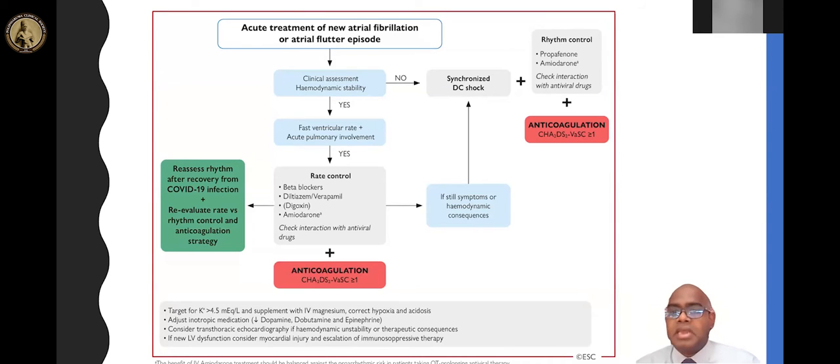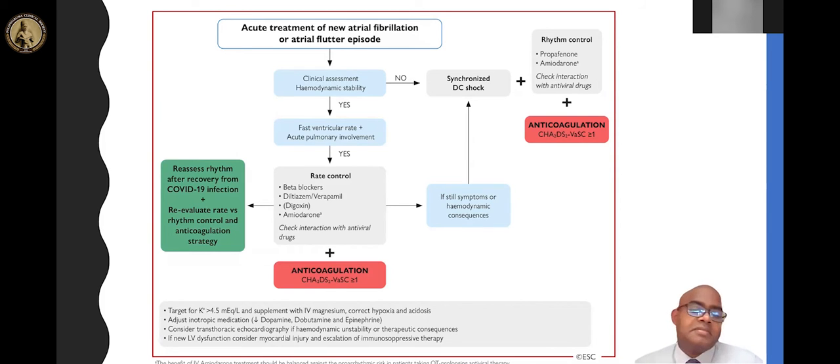underlying etiology. But amiodarone should always be given with caution if the patient is on chloroquine or antiviral medications. Right? If the patient is hemodynamically stable, you can always give first-line beta blockers, bisoprolol or metoprolol. If beta blockers are contraindicated, you can consider diltiazem, verapamil, or digoxin, and amiodarone as the last thing, as it could cause long QT.